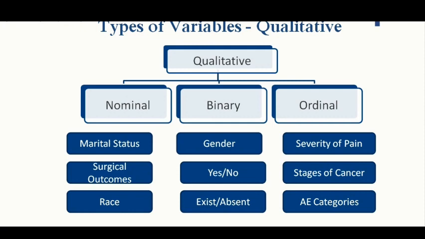Something exists, something doesn't exist is a binary variable. Severity of pain, stages of cancer, stage 1, 2, 3, 4. Obviously, there is an order due to the progression of the disease, and therefore that particular variable will be considered as ordinal. Then adverse event categories, same as the stages of cancer.